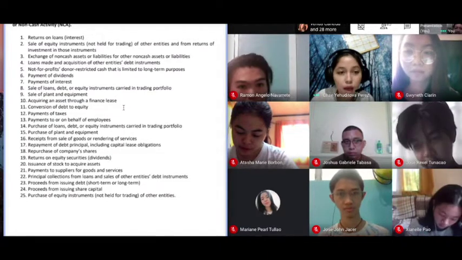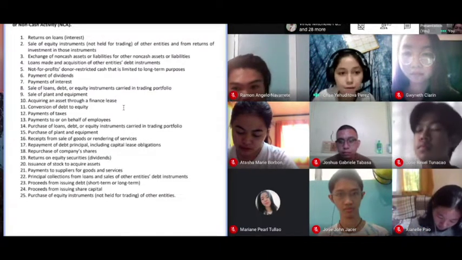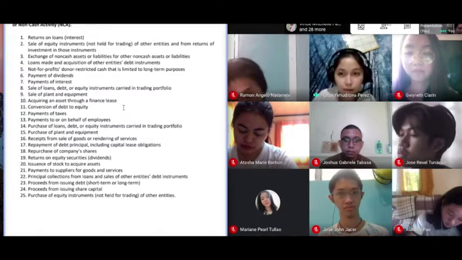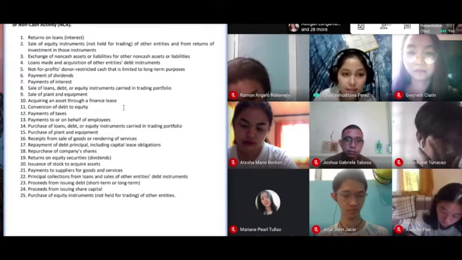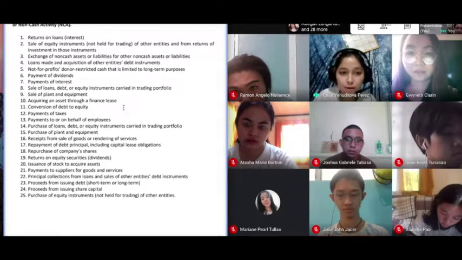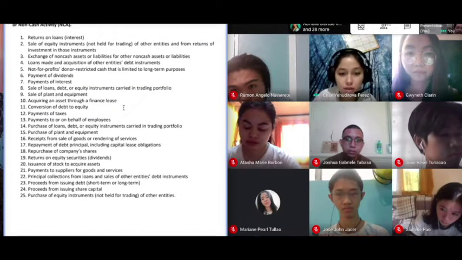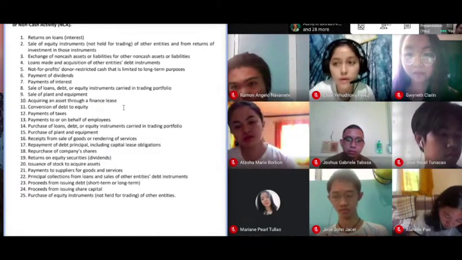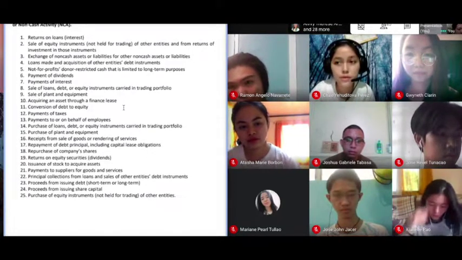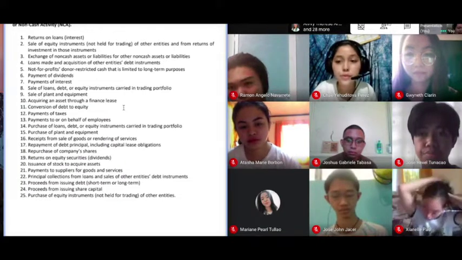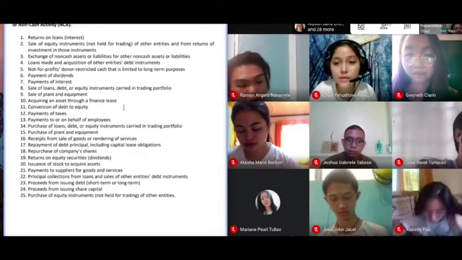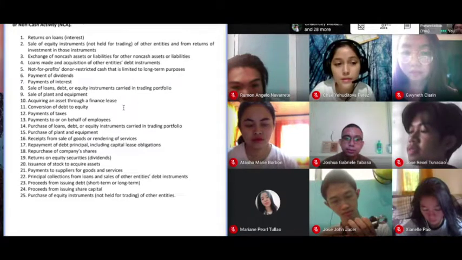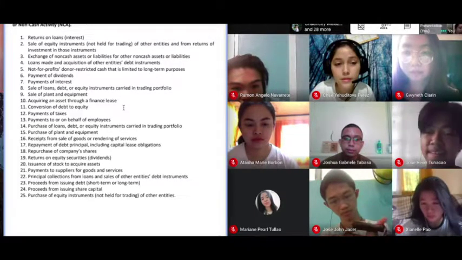Next, number 10. Acquiring an asset through a finance lease. Non-cash activity, because you acquire the asset through a finance lease rather than cash or cash equivalent. So that's correct. And it's understandable, class, if you don't have an idea on what finance lease is. This is covered in another standard, particularly PFRS 16. It's good that you were able to answer number 10 correctly.